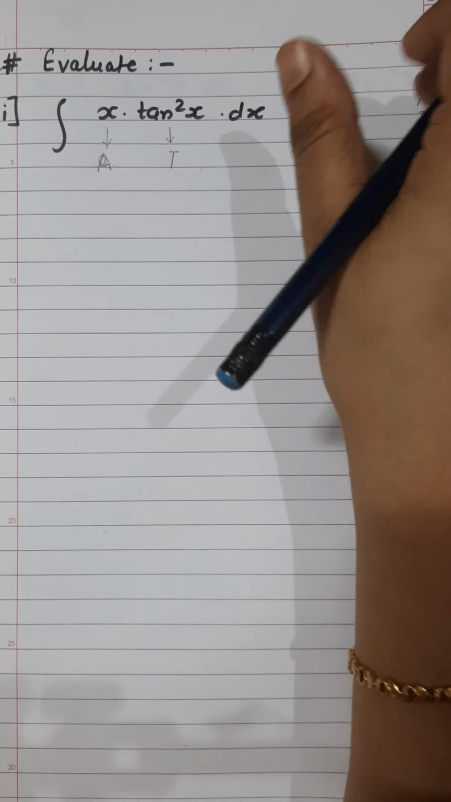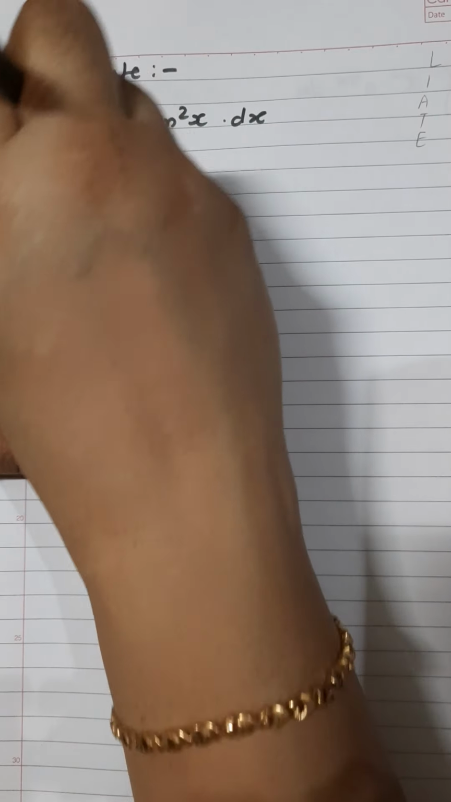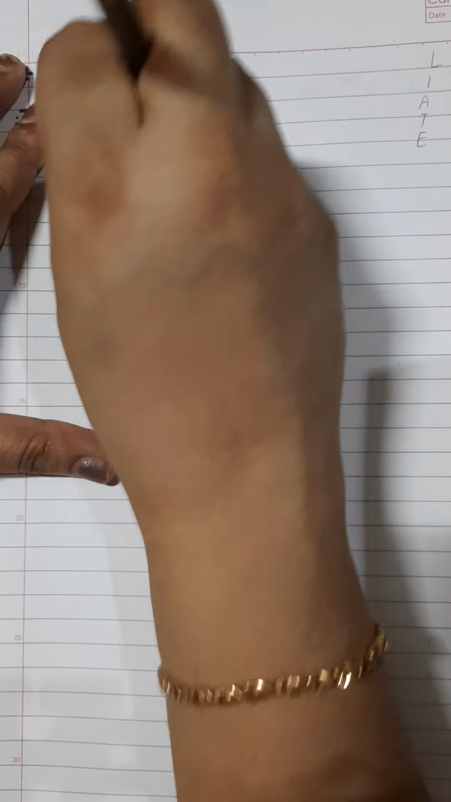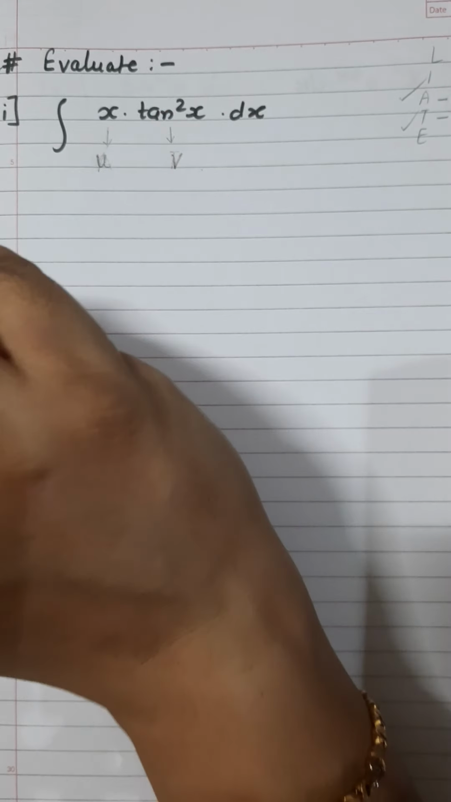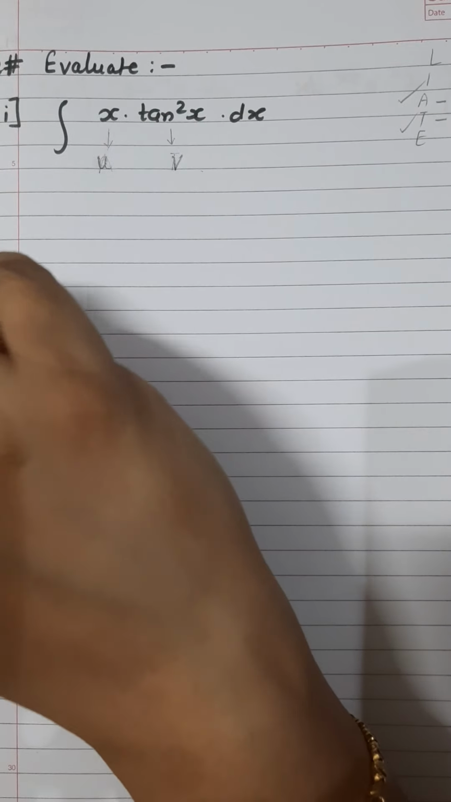Okay, you can use this also to write. I will just show you here. Right, so just identify: the first function is algebraic, the second is trigonometric, so u and v. You can show this as rough work. Then you can write this is u and this is v, and then we will apply the formula.